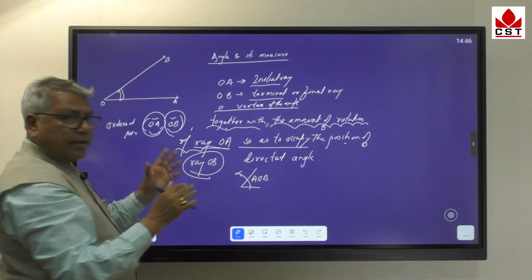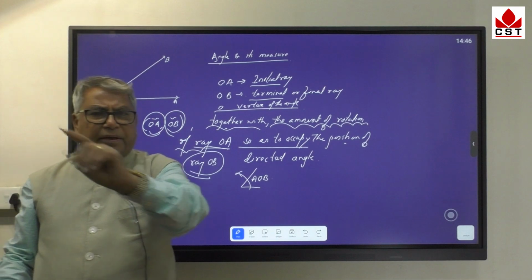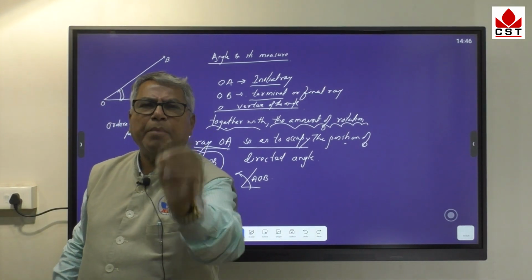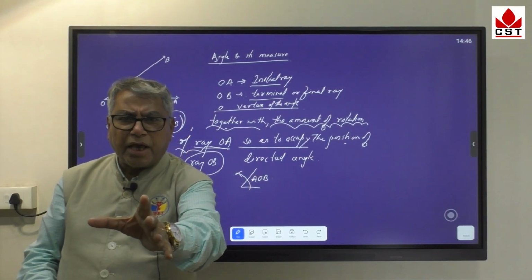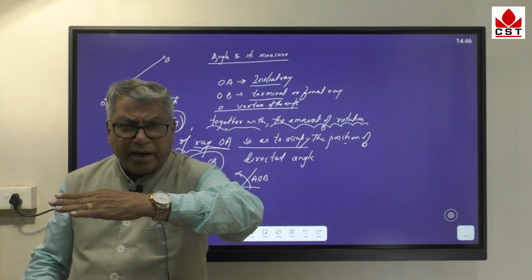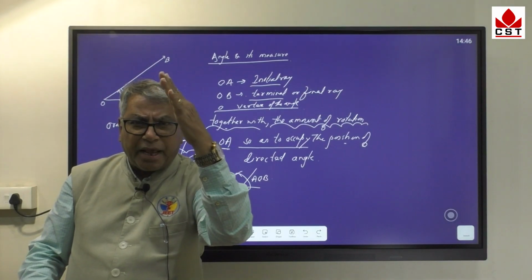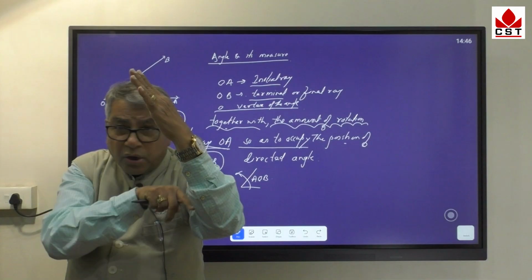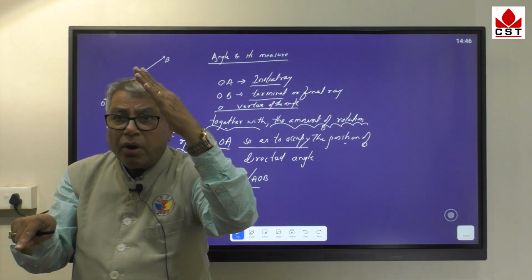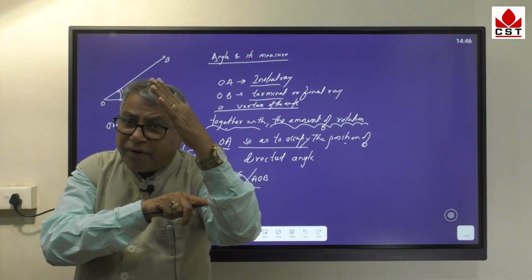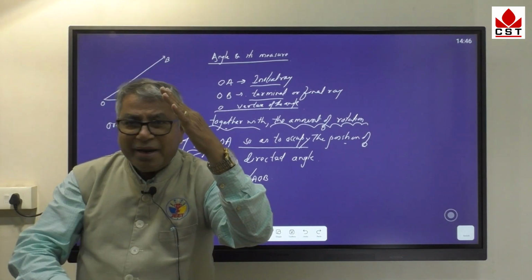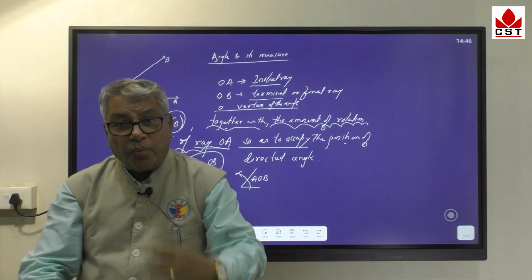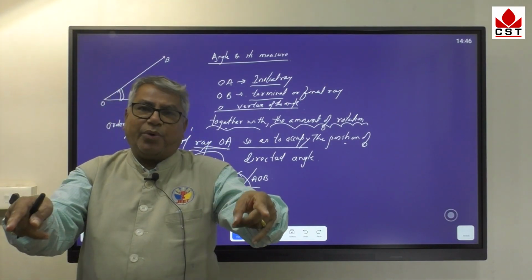Do you follow there? What is angle? Just remember: amount of rotation. Whose amount of rotation? Ray OA is rotated so as to occupy the position of ray OB. That amount of rotation is called an angle. Ray OA, which rotates, is called the initial ray. The final position OB is called the terminal position. Point O is called the vertex of the angle.